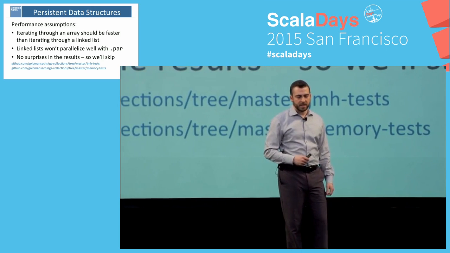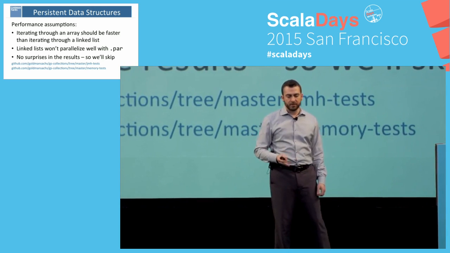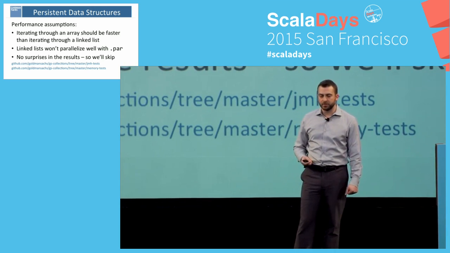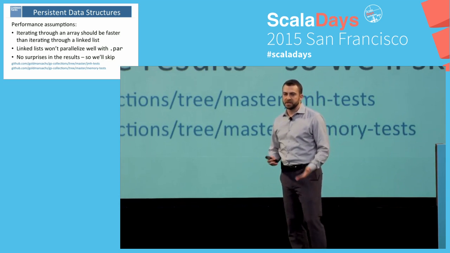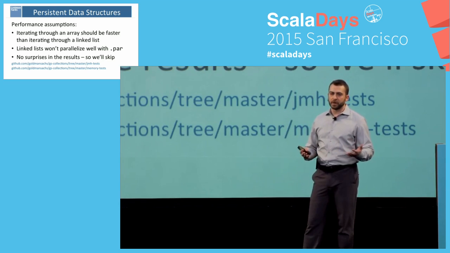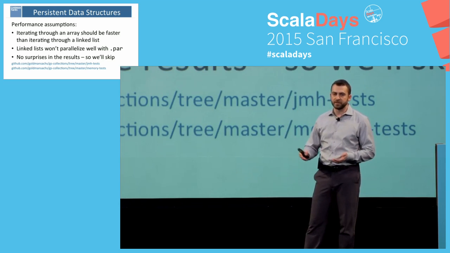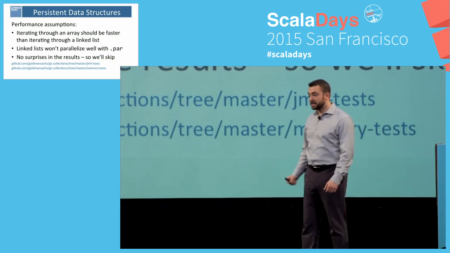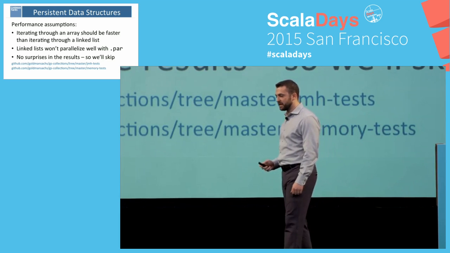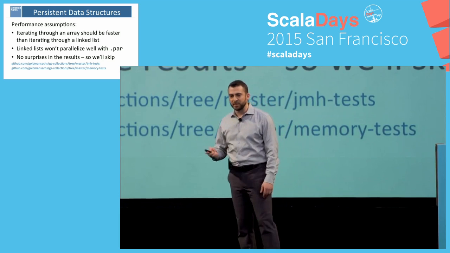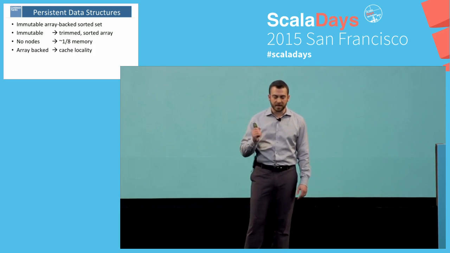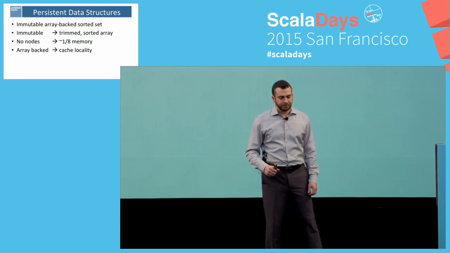In this case, my assumptions were that iterating through an array should be somewhat faster than iterating through linked lists, and that linked lists wouldn't parallelize well because they're not random access. We don't have a way of forking it because we can't just jump right into the middle of the list. And in this case, there were no surprises in the results, and when none of my assumptions are violated, I like to just skip it. We'll move on to more interesting tests, but you can find those tests in GitHub.